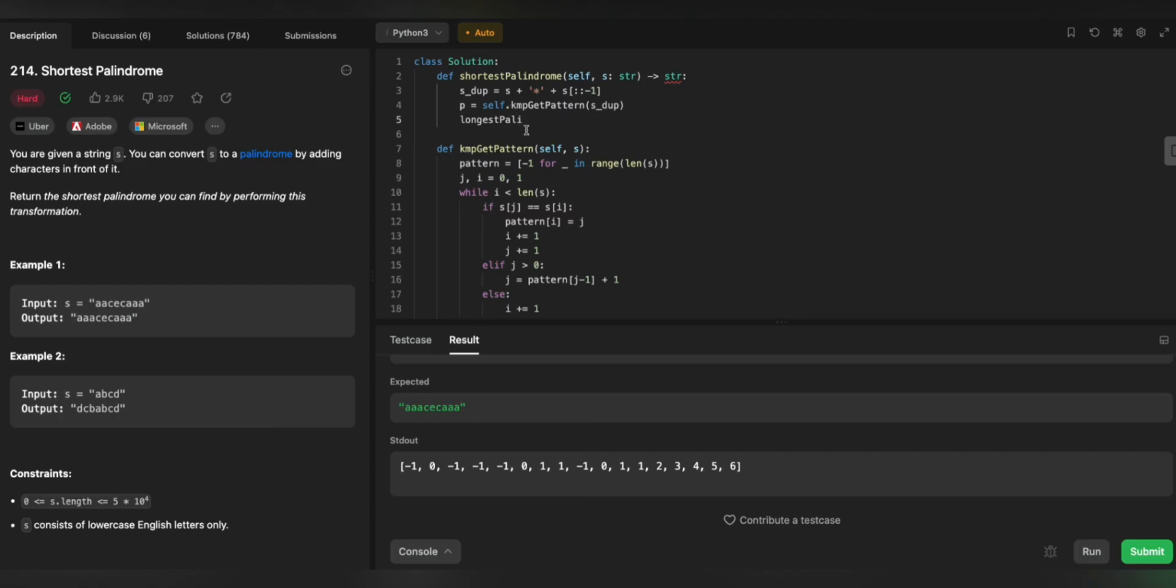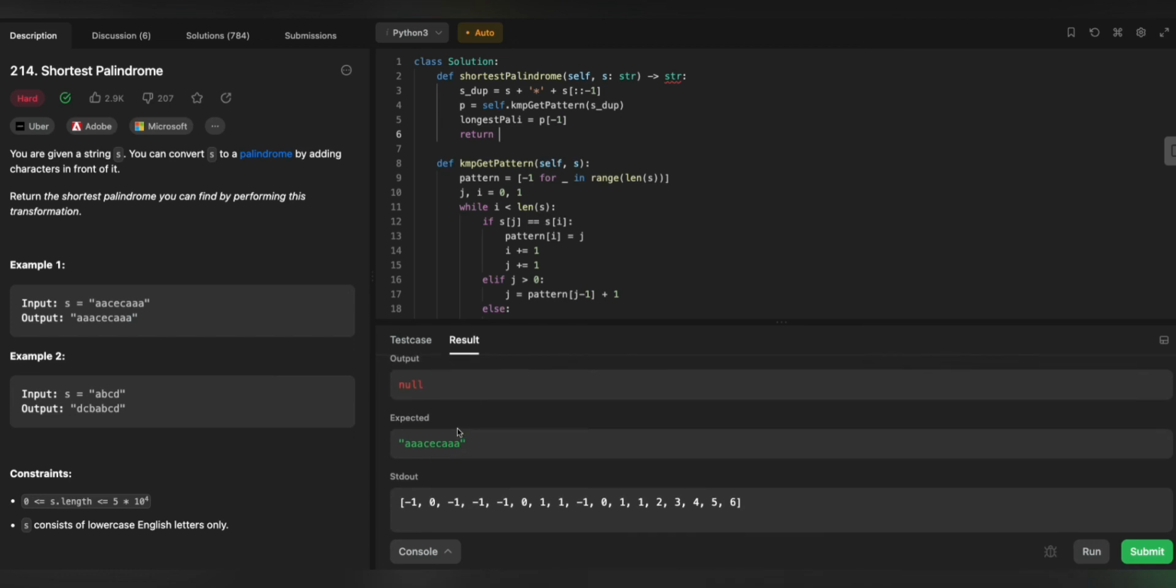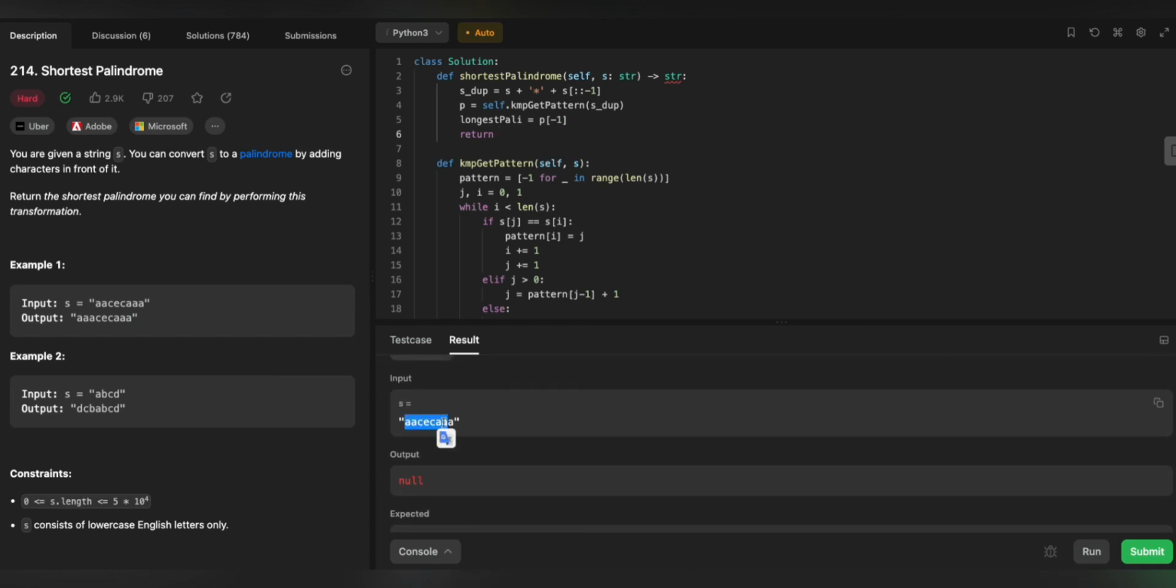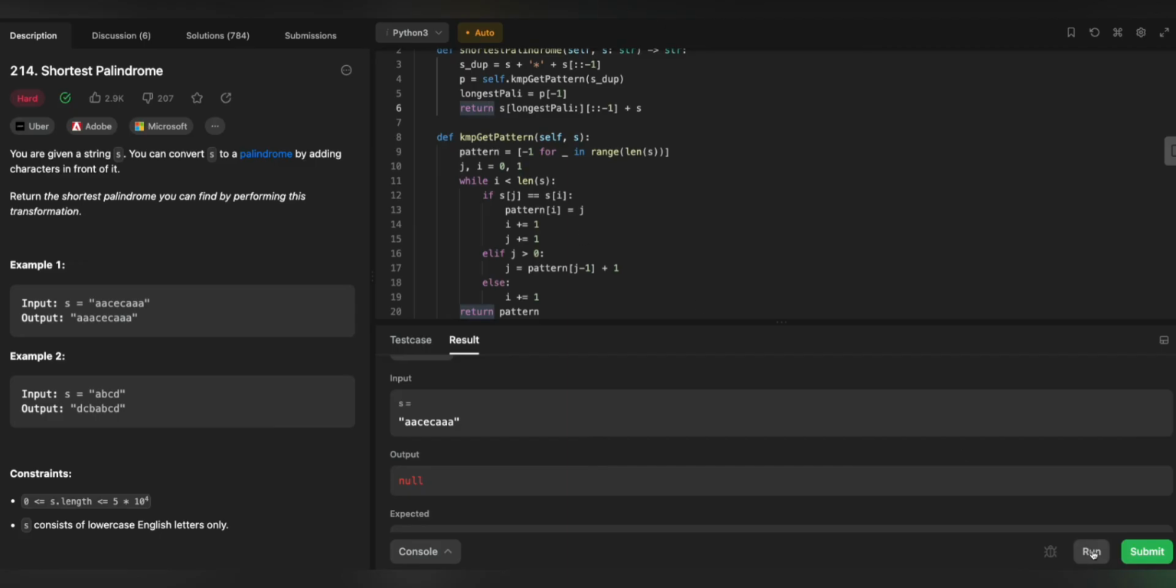Palindrome equals p minus 1, and we want to return. We can see that here we have this palindrome already, and we just want to move the remaining characters to the front of this string, right? So we take the last characters, and we also want to reverse that because we want to make it a palindrome, and we add the original string. I think that's it. Let's see if it works.